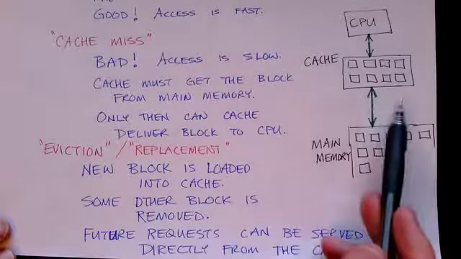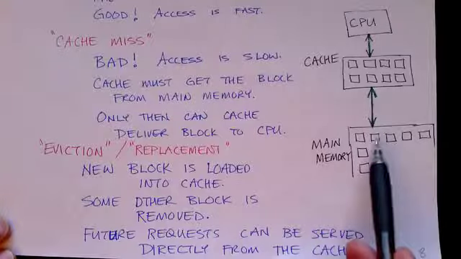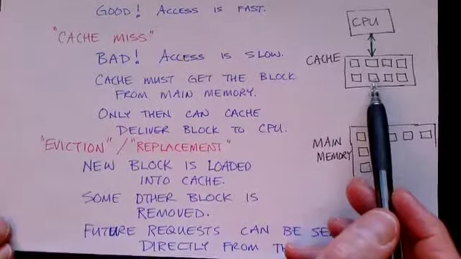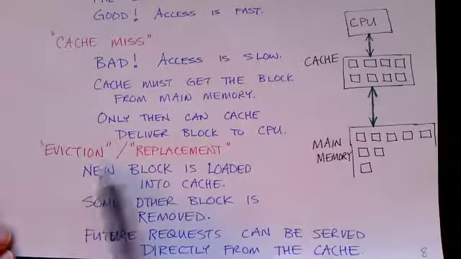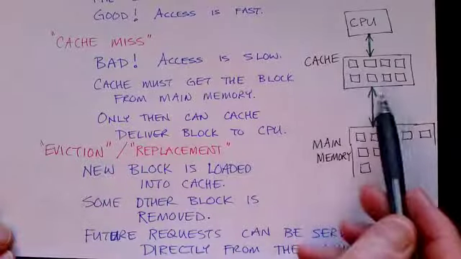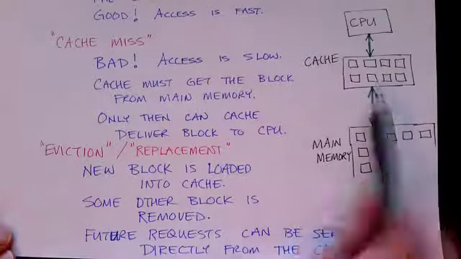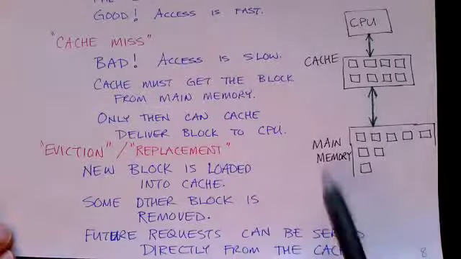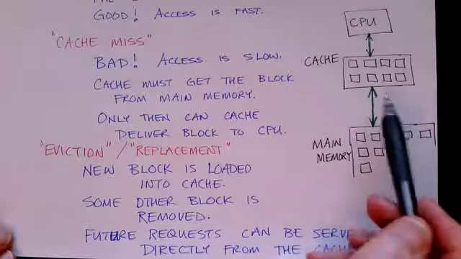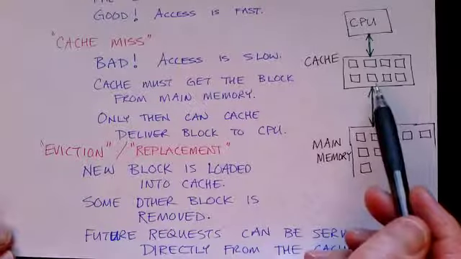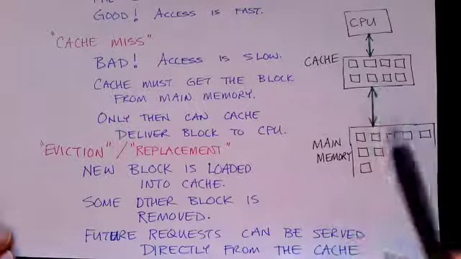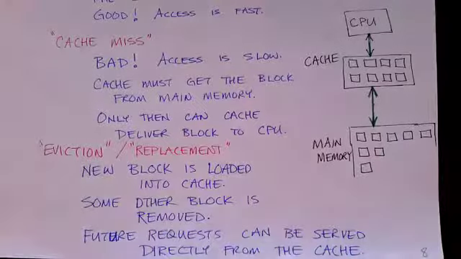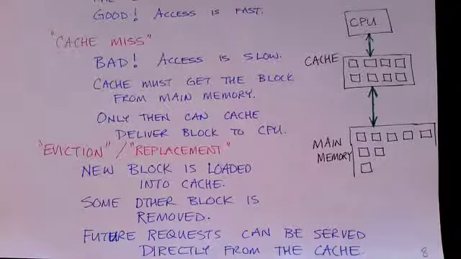The cache has a fixed amount of storage space, and so whenever a block is loaded from the main memory into the cache, some block has to be removed, and we call that eviction. So some block is chosen for eviction or replacement, and that block will no longer be in the cache. So future requests for a block that has been loaded into the cache can be served from the cache once the block is stored in the cache. But we also have to deal with the problem of eviction and replacing cache blocks.